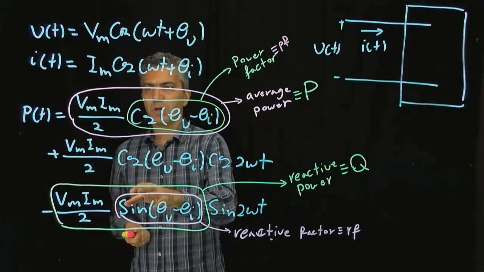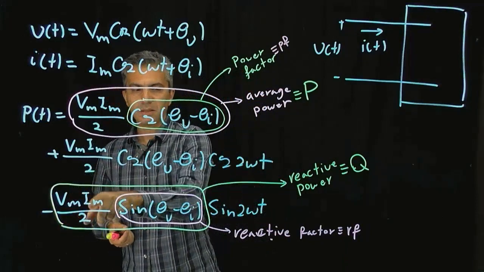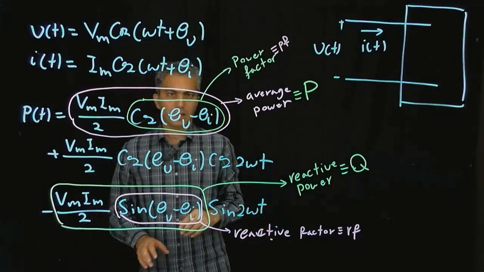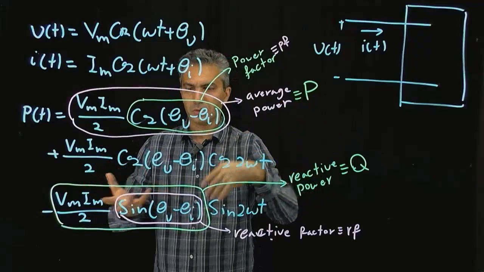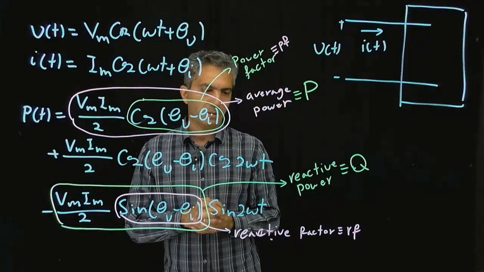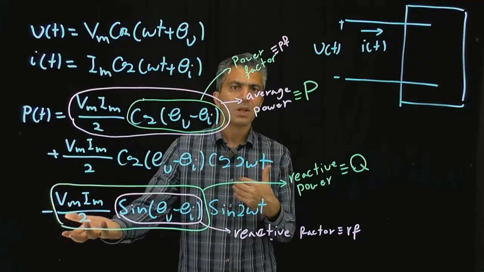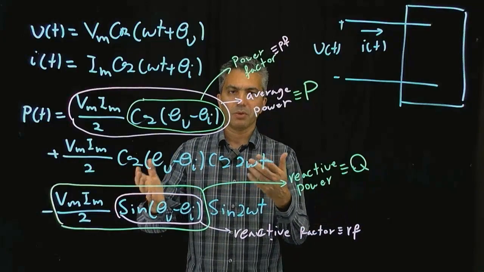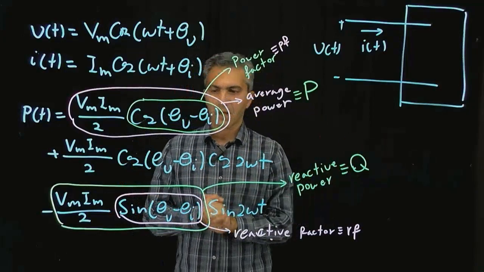So I can rewrite this equation in the form of P plus P cosine 2 omega t minus Q sine 2 omega t. Now, let's make sense of this. The average power is actually the part of the power that was consumed, or turned into energy transformation between the electrical domain and a non-electrical domain that wasn't reciprocal.